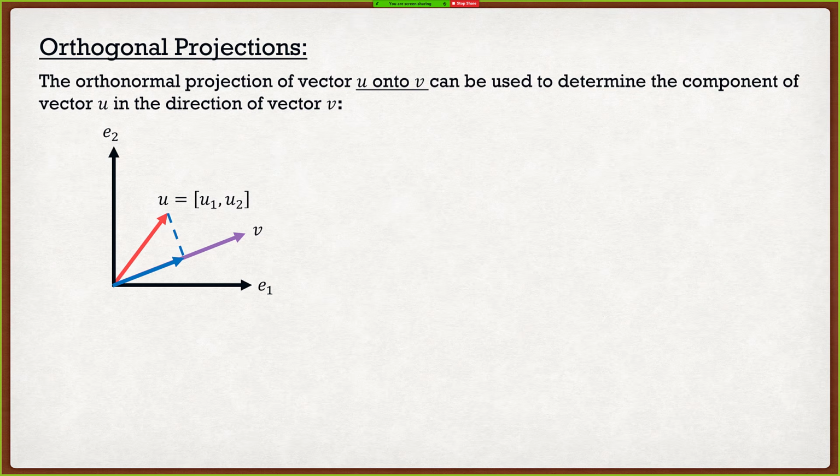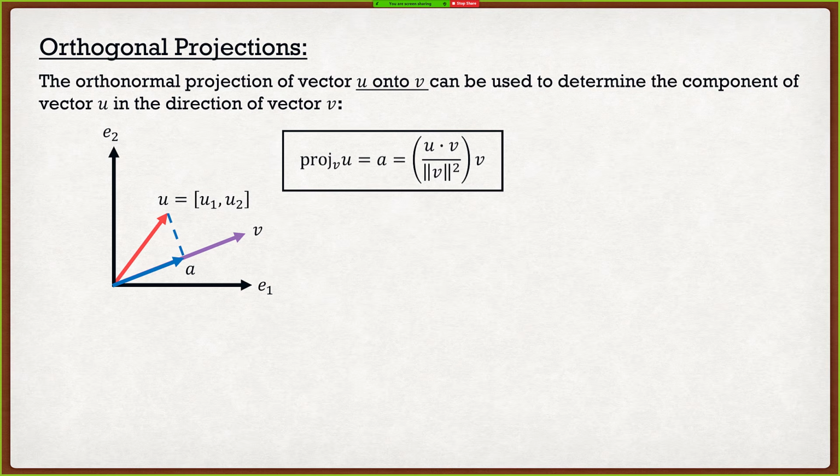So that'd be that blue vector right there. Luckily for us, we have a very nice formula for this, where the projection of U onto V, which I'm going to call vector A in this case, is simply going to be U dot V divided by the magnitude of U divided by the norm of V multiplied by that vector V. The key here is this vector A is going to be parallel to V.